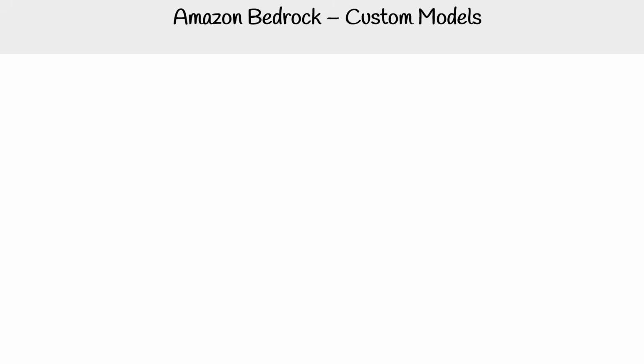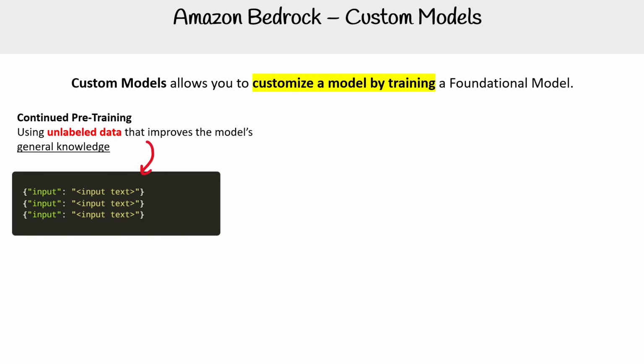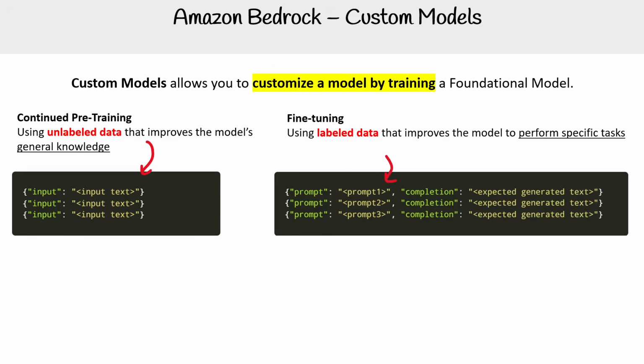So Amazon Bedrock allows you to have custom models through training. And so you can choose a foundational model, like one of the models from the catalog, not all of them, but a lot of them allow you to be trained. And you can do either continued pre-training, sometimes they call this continuous pre-training. It just depends on the documentation, but it's the same thing, where you're using unlabeled data that improves the model's general knowledge. Then you have fine-tuning where you're using labeled data that improves the model to perform a very specific task. So make sure you understand those clear different things.